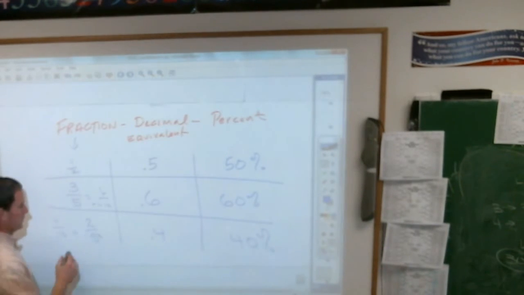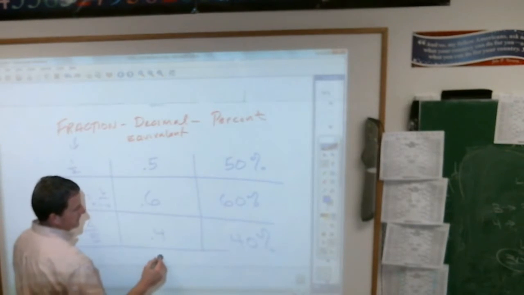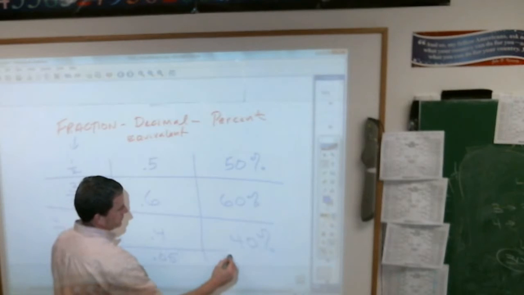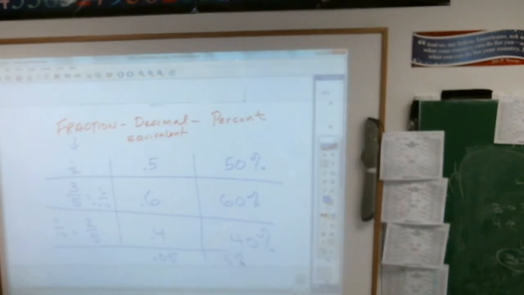How about this one? What if your decimal is 0.05? What percent is that? Carol? 5%. And what fraction is that? Emily? 1/25. Not 1/25, but it's 5 over 100, which is 1 over, not 25, but 20. Divide both by 5, 1 over 20.